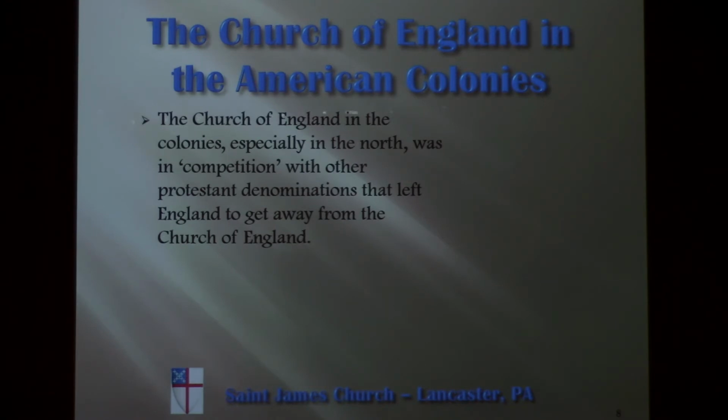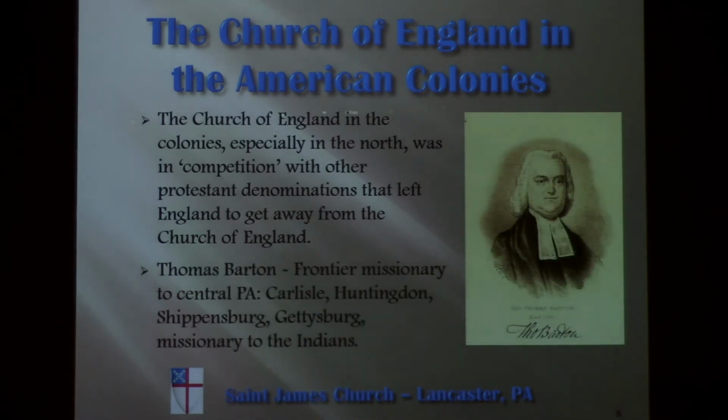So the church in the north, church in the south, had pretty much, they were the only game in town, or the first game in town anyway. But in the north, they were in competition. So it was much more difficult for the Church of England to attract people in the north than it was in the south. Thomas Barton was one of the missionaries for the SPG. Thomas Barton, we're probably more familiar with because he came to deal with the frontier, places like Carlisle and Huntington and Shippensburg and Gettysburg. And he also wanted to be a missionary to the Native Americans, to the Indians. And as we probably also know, he came here to St. James. He was the rector at St. James when the Revolutionary War started.